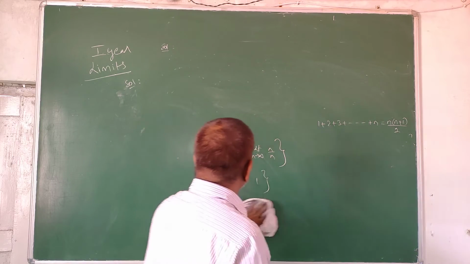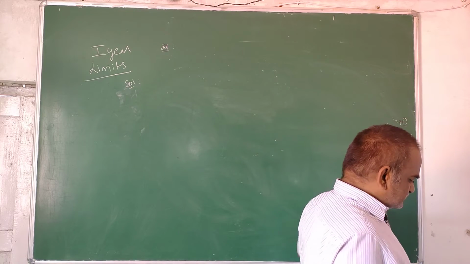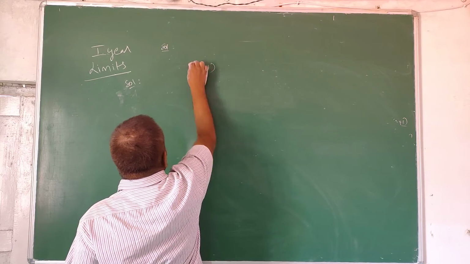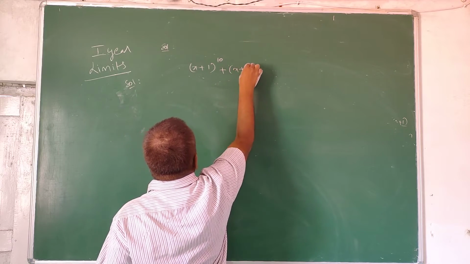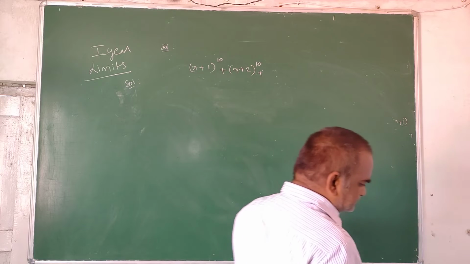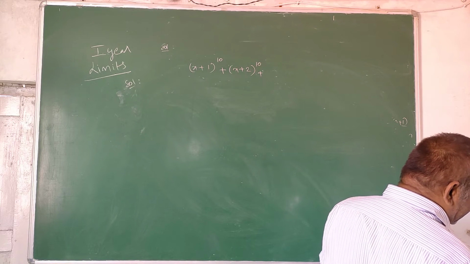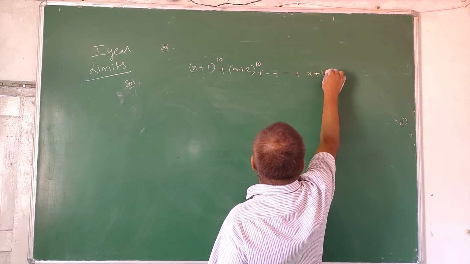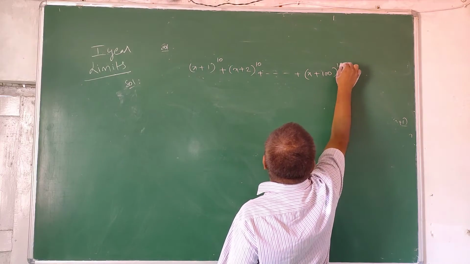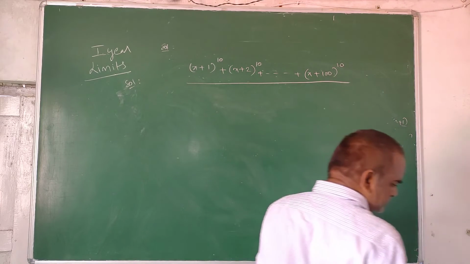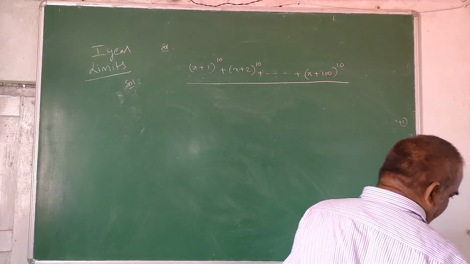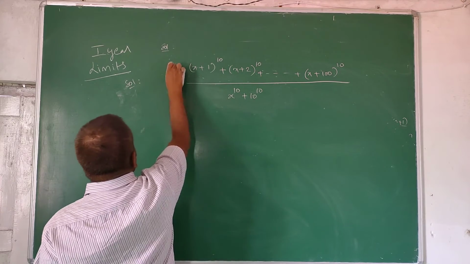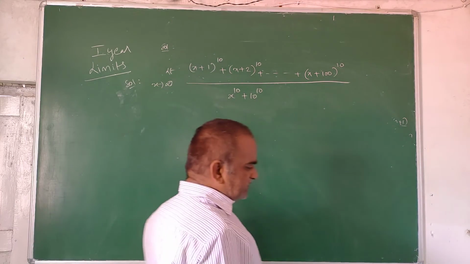Another interesting question is: (x plus 1) raised to the power 10, plus (x plus 2) raised to the power 10, and so on, plus (x plus 100) raised to the power 10, divided by x power 10 plus 10 power 10, as limit x tends to infinity. This is our next question.